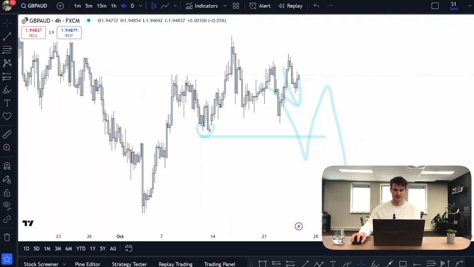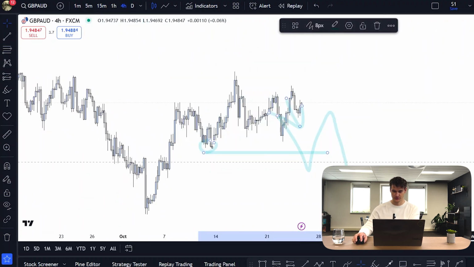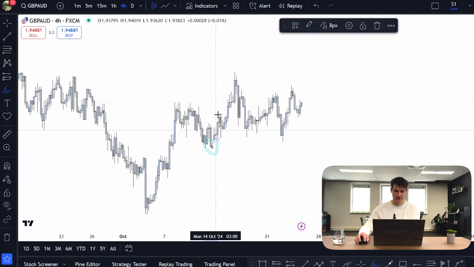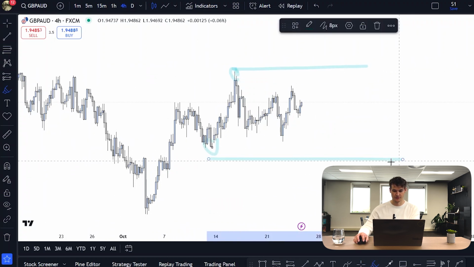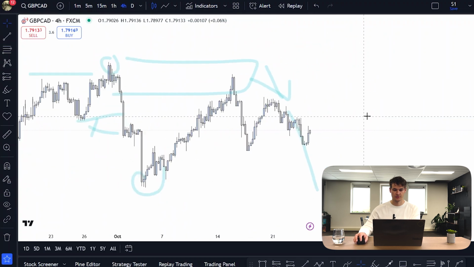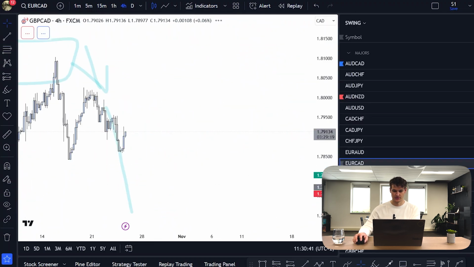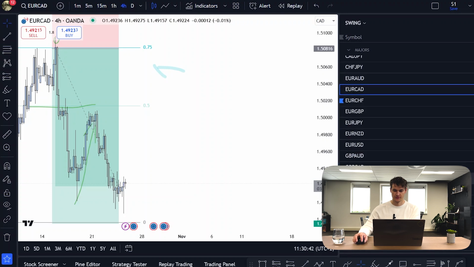GBP AUD is kind of playing within a range right now. You can clearly see that this is your swing high, your swing low, your swing high. We're kind of playing within that range right now. So I'd like to see either one of these go before I identify a bias on this pair. GBP CAD is very similar to Euro CAD if you're in a short position. Let me pull up Euro CAD again. It's very similar to that one.